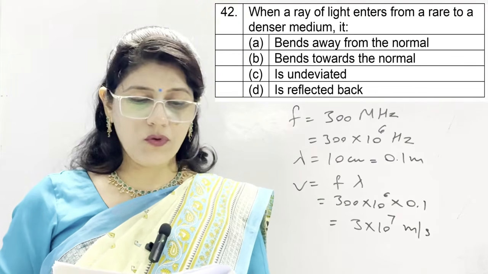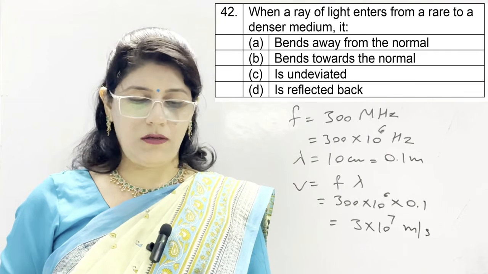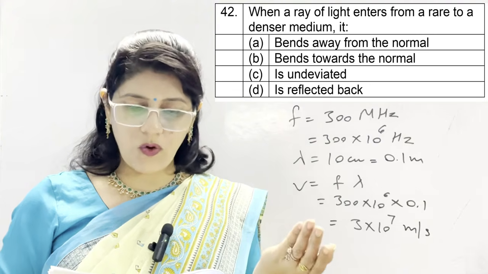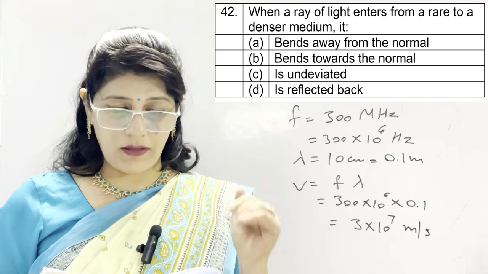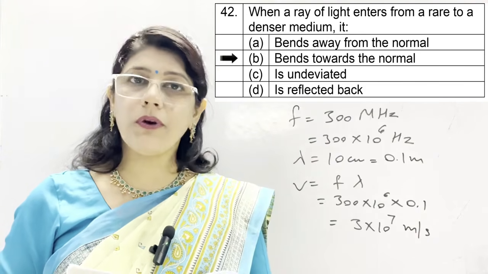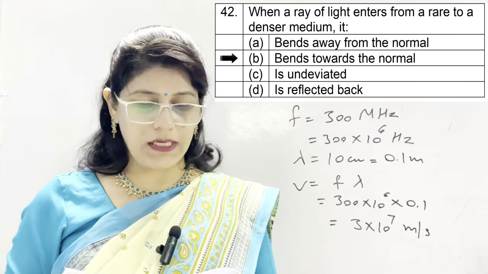In question number 42, when a ray of light enters from a rarer to a denser medium, it, option A is bent away from the normal, B is bent towards the normal, C it is undeviated, and D it is reflected back in the medium. So the correct option is B, because light is entering from a rarer to a denser medium, it bends towards the normal. Option number B is correct.